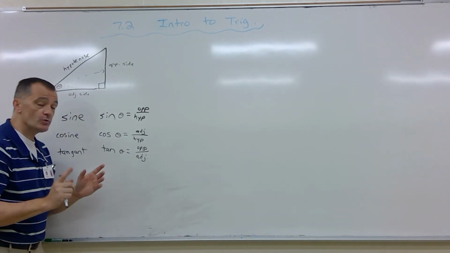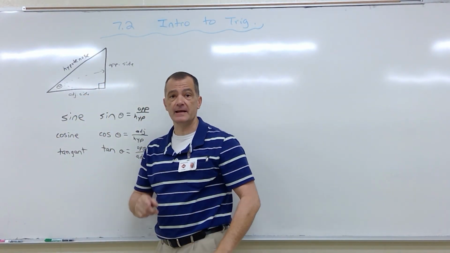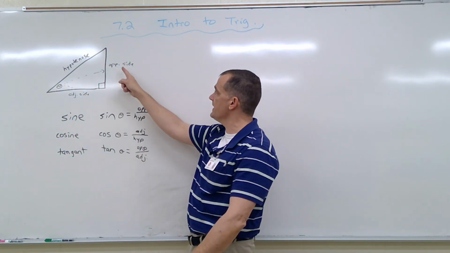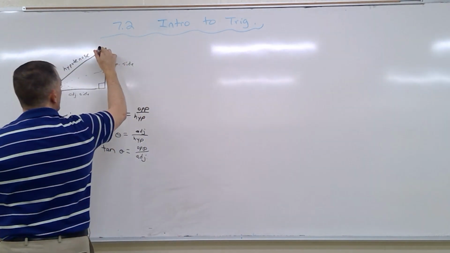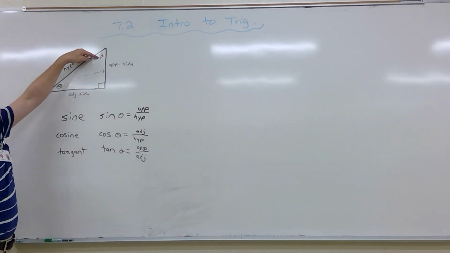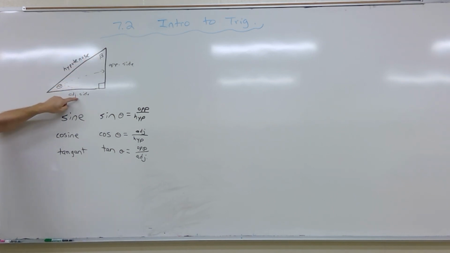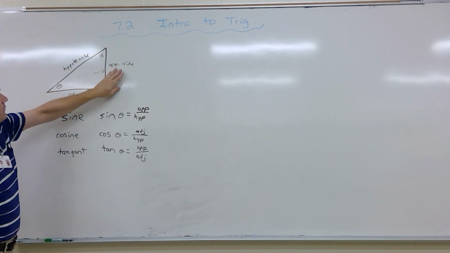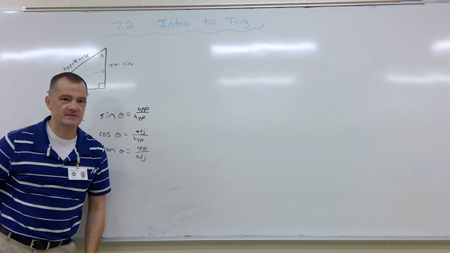But one thing I want to stress to you right now before we go forward is that this opposite side is only the opposite side because it's opposite this angle theta. If I were to come up here and draw a new angle, maybe call it beta, its opposite side would be this one, and the adjacent side would be the one touching it. The hypotenuse stays the hypotenuse. It's always opposite the right angle.